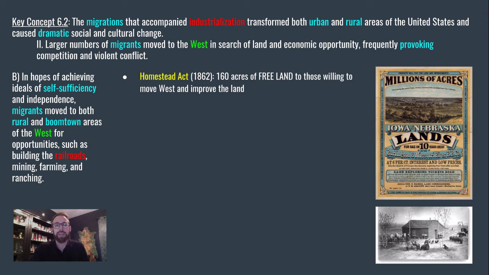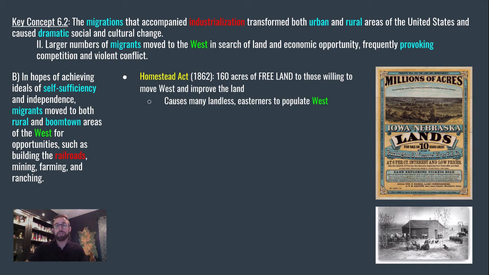The deal was that you could get 160 acres of free land from the federal government if you were willing to move west and to improve the land. And what that means is that you're not saying, yeah, I'll take some free land and not use it. You had to move there, live there, and use it in a productive way. Ideally farming, right? So this causes many landless people, Easterners, to populate the West. Kind of had a dual goal.